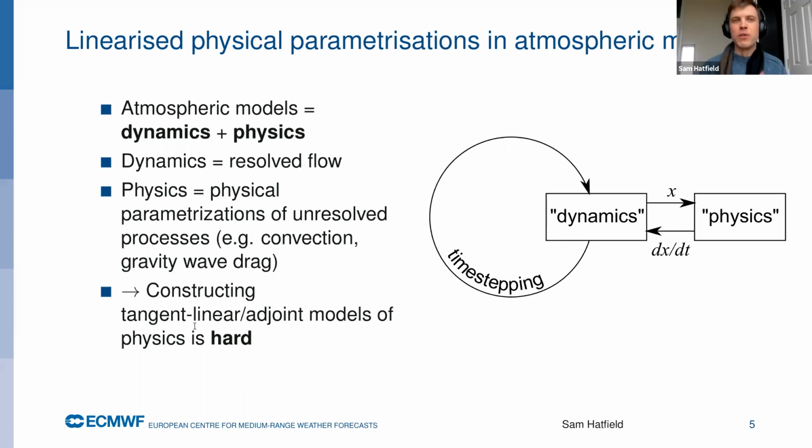But also physical parameterizations often involve sharp nonlinear processes. For example, you click your fingers and a cloud appears. There are many if statements and step functions which are difficult to linearize. And so constructing the tangent linear and adjoint models of physics subroutines is hard. And so we want to find any way that we can to help this process.